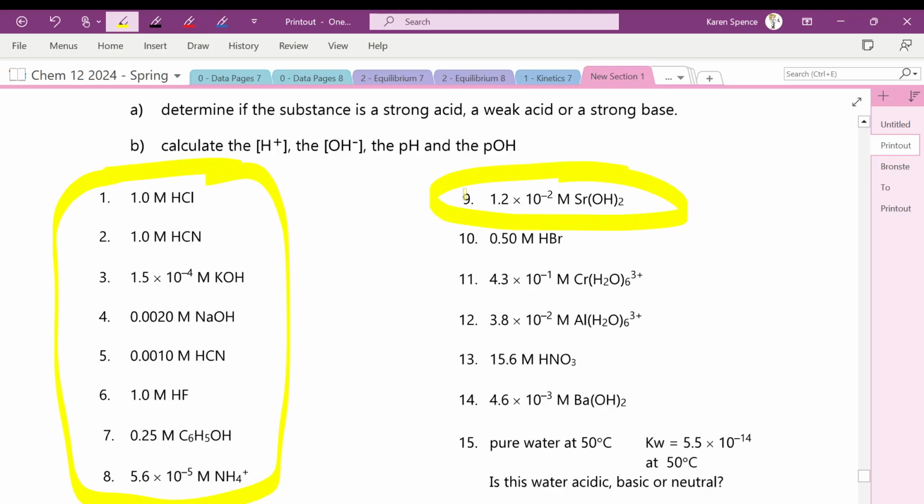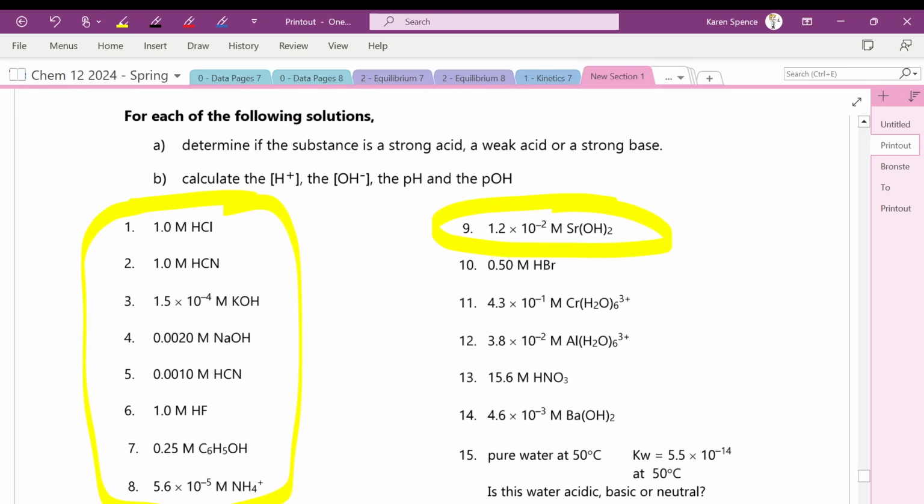Now, some of these are acids and some are bases. For all of them, you're going to be calculating the hydrogen ion concentration, the hydroxide ion concentration, the pH, and the pOH. This is going to help you remember how to do things for your quiz on Friday.